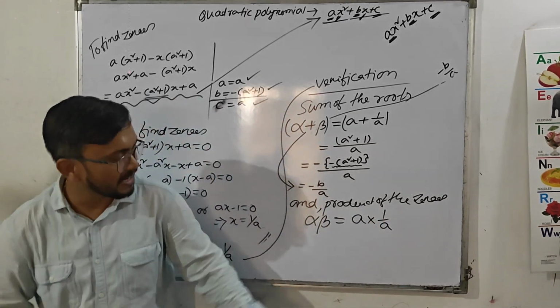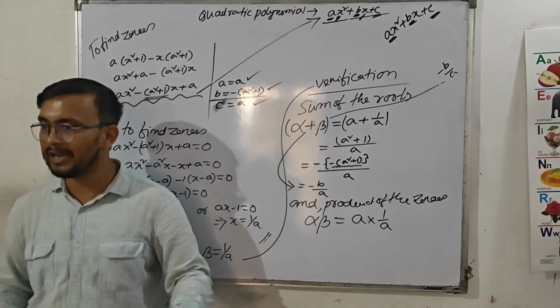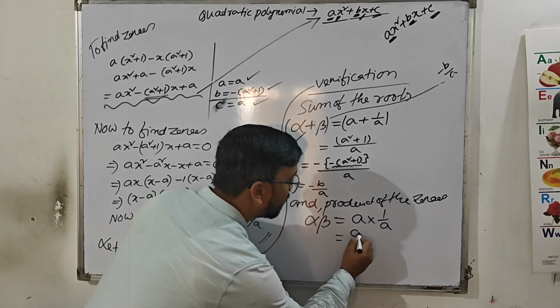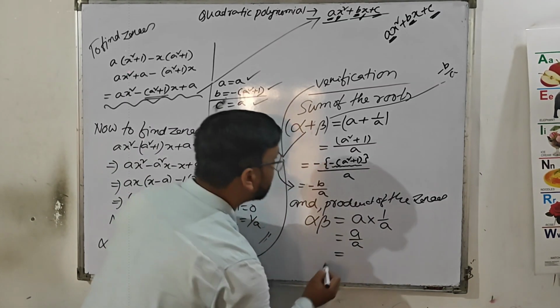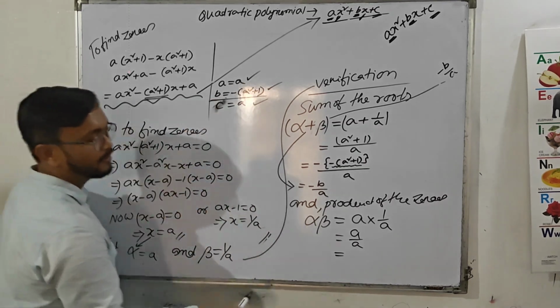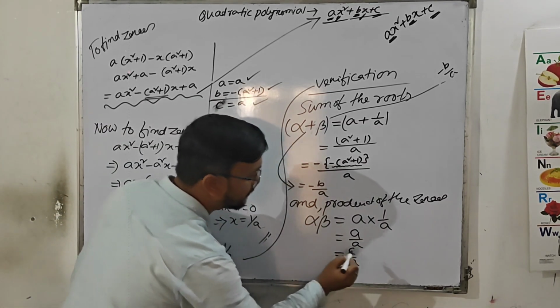Write it like a by a. You know what is a and a? So I can write easily c by a.